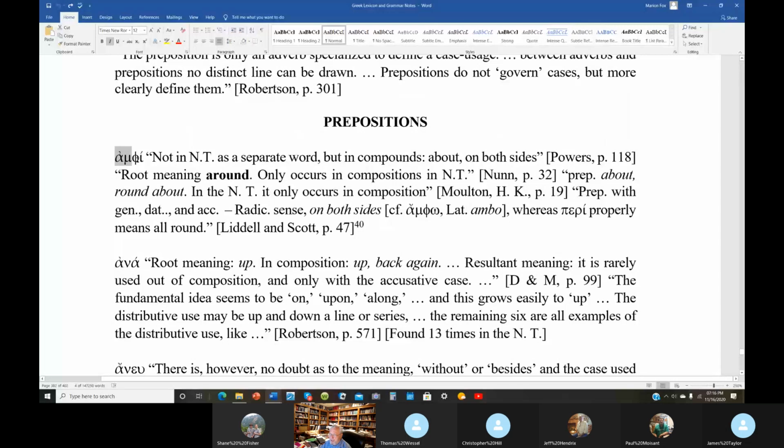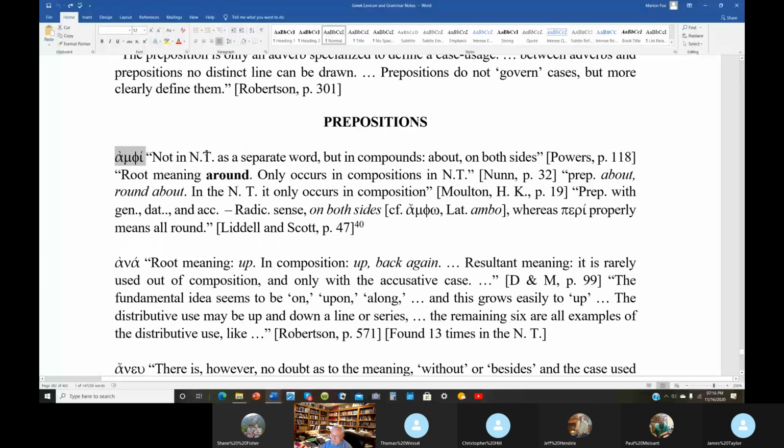Amphi. Okay, amphitheater. See, it probably comes from that. It's from 2 Greek words. This is not in the New Testament as a separate word, but it's in a compound form several times. And it means about, or on both sides, around, okay?